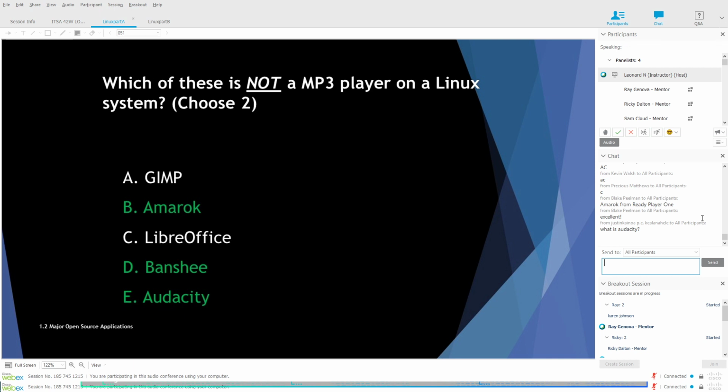Audacity is the audio player. So it allows you to change the different mixtures on sound, bass, treble, etc. So Banshee, Amarok, and Audacity, you can play MP3 files. That answer your question, Justin?